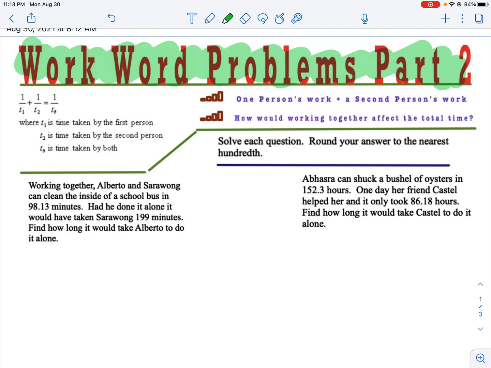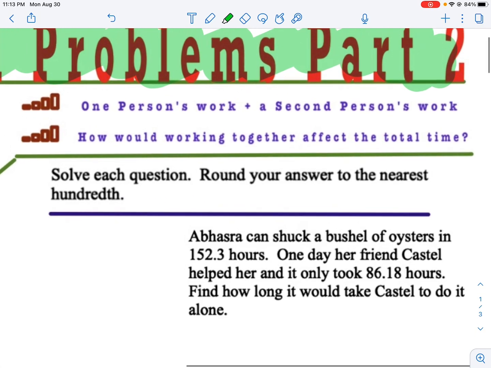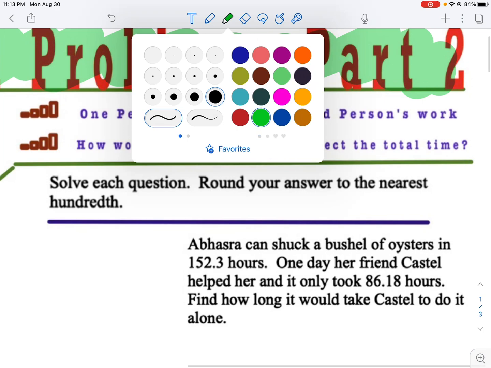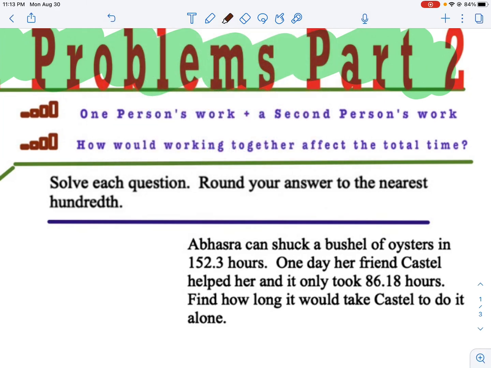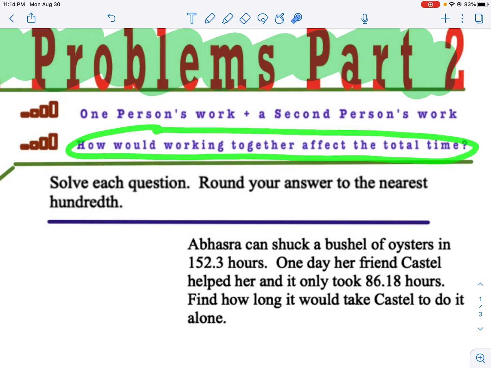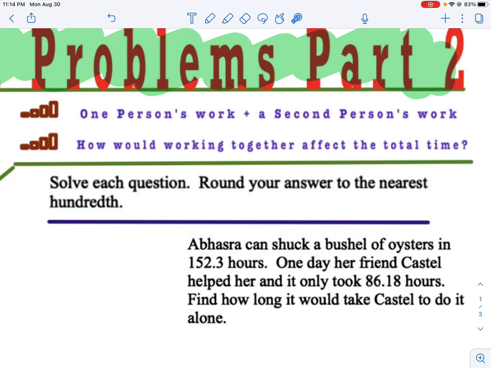Just like Word Problems Part 1, these notes may look familiar, but this lesson will deviate just a tad bit. What we do know is that one person's work plus another person's work is their work together. We talked about this, so we already know. Our second idea is how working together would affect the total time it takes to do one particular job. So this is what we are going to look at.